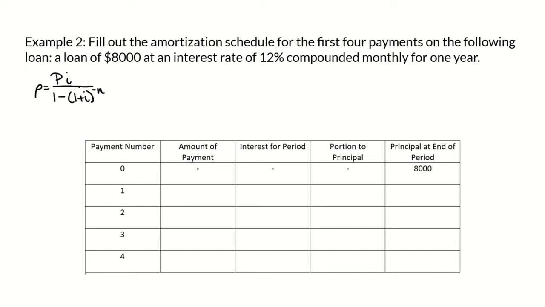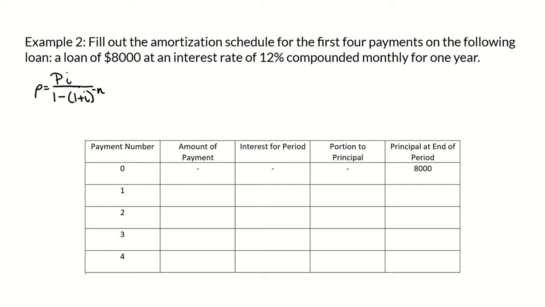Example 2: fill out the amortization schedule for the first 4 payments on the following loan. A loan of $8,000 at an interest rate of 12% compounded monthly for 1 year. So an amortization schedule shows what payments are made, and of those payments, what the remaining principal is and what interest is paid off for the period.